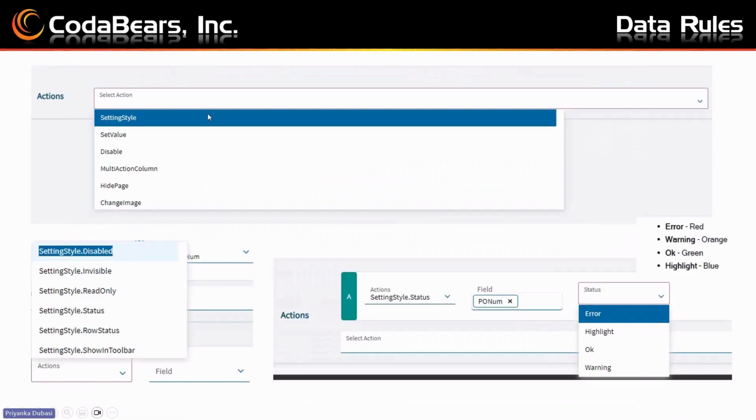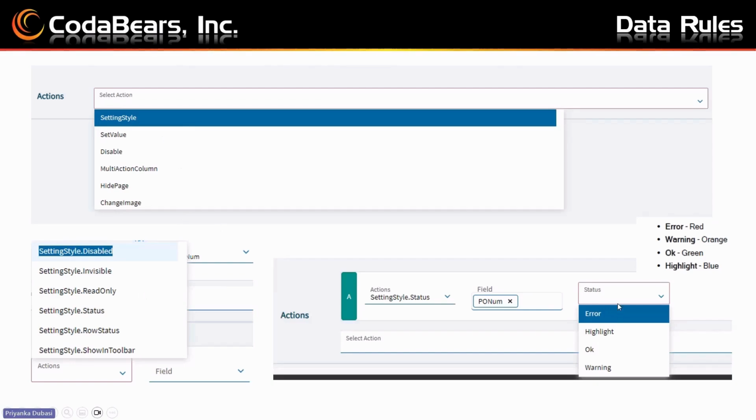In actions, you have a bunch of different actions that Epicor has specified. You can change the setting style, you can set a value, you can disable a field, you can hide the whole page. If you don't want a page to be displayed, you can do that when your conditions are met. In turn, each of these has some different options. When you do a setting style, you can disable, make your field invisible, read only, and all of whatever options Epicor has given us. You can't add to these, but you can select from the options that we have here.